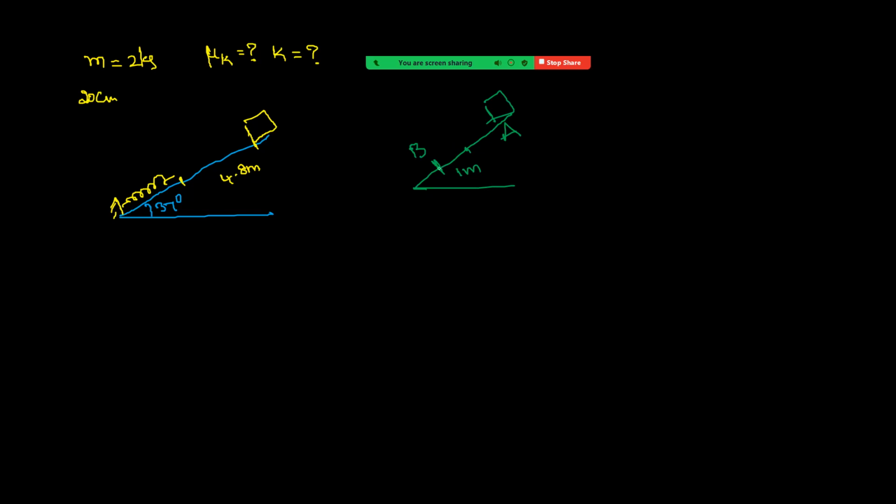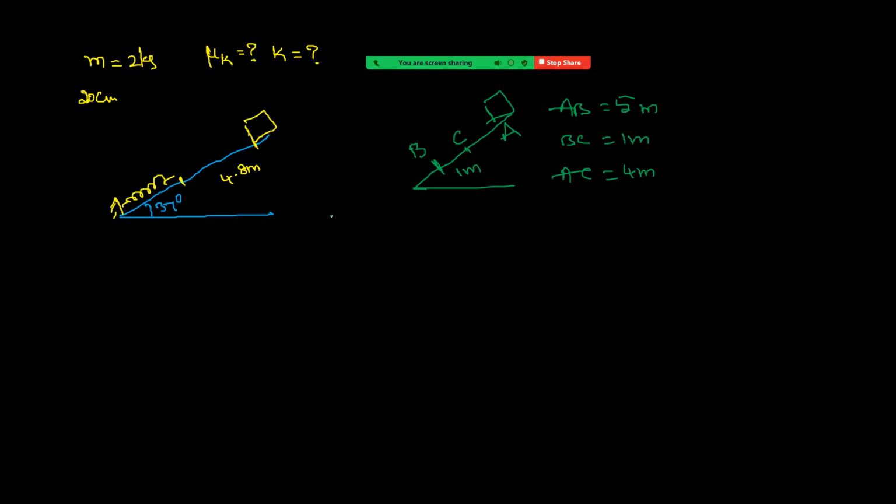From A to B, from B to C. A to B is 4.8 plus 0.2, that means AB value is 5 meter, BC value is 1 meter, AC value is 4 meter. I hope you got clarity: AB, BC, and AC. Now see what I'm doing here. I'm taking A to B and B to C, that means the entire journey, starting from rest and finally coming to rest. That means delta K equal to 0.